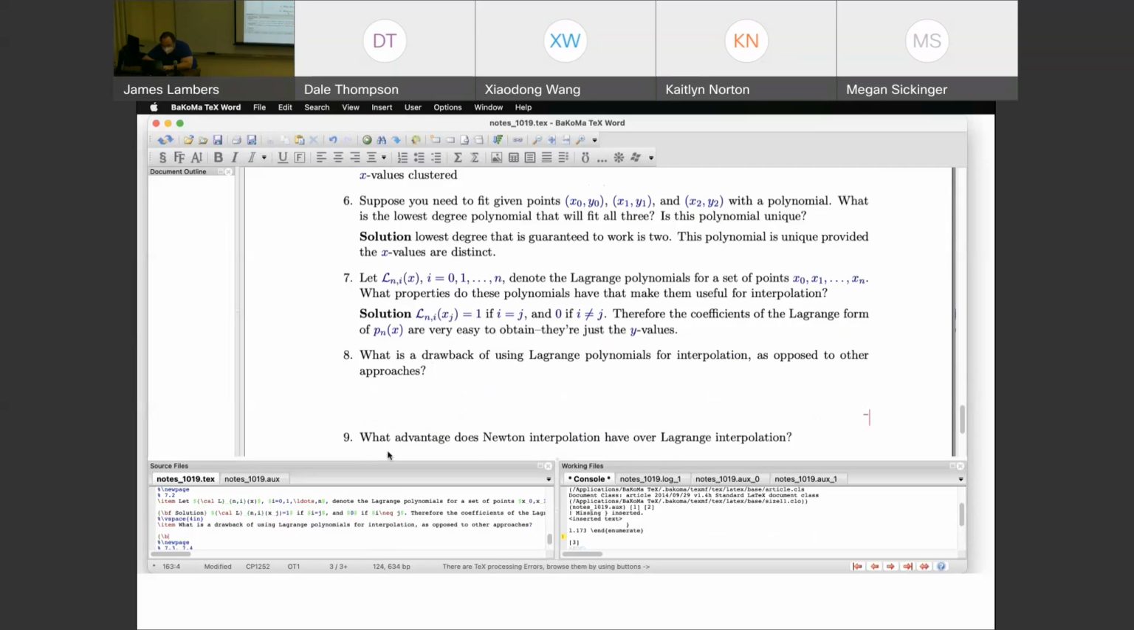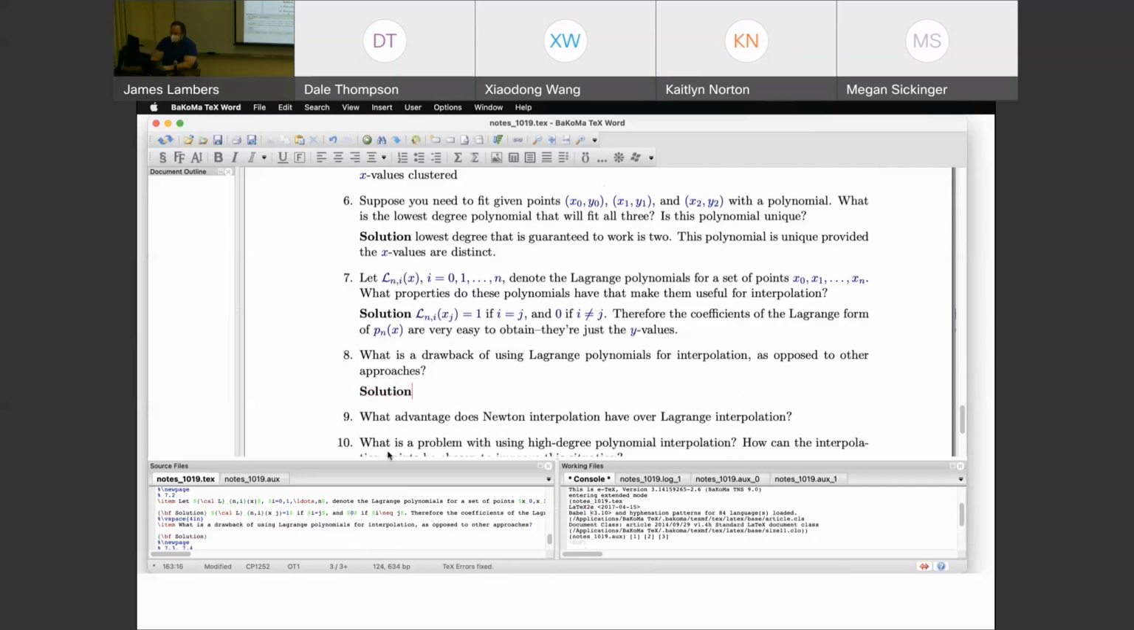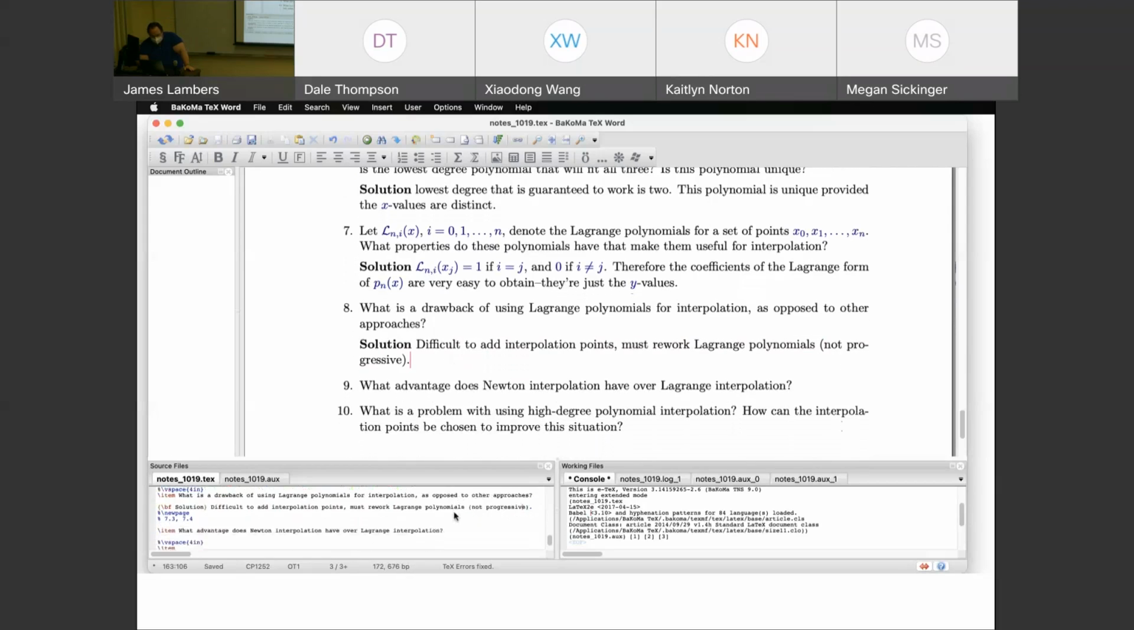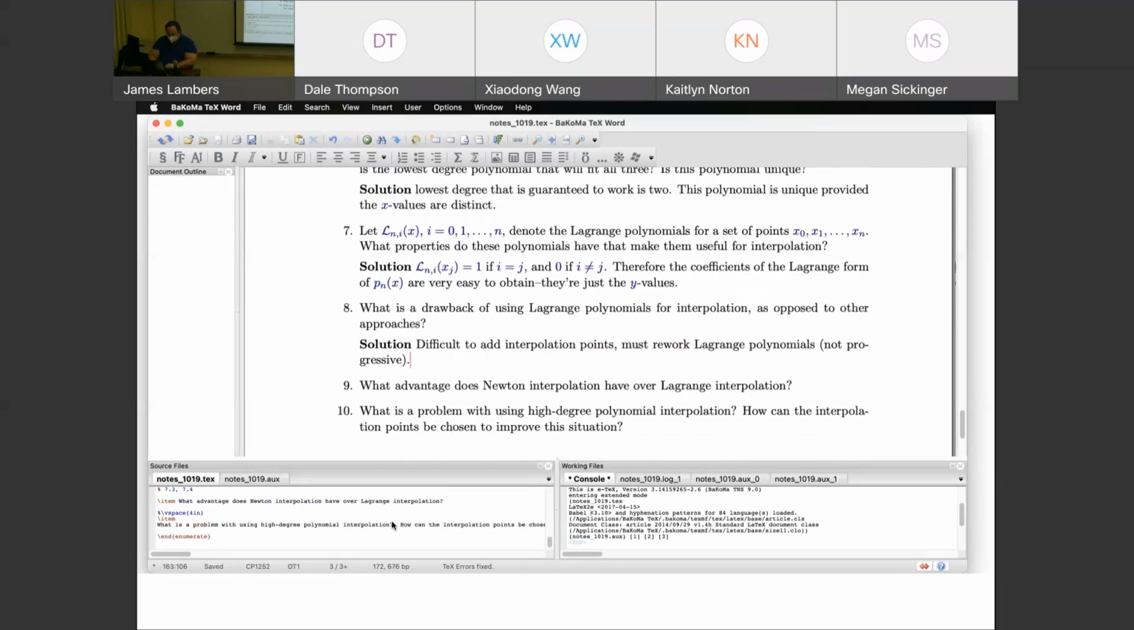Now, as for a drawback, it's difficult to add interpolation points. So the Lagrange polynomials need to be recomputed in that case. So another way of putting it, it is not a progressive interpolation method. Which actually is also the answer to number 9.